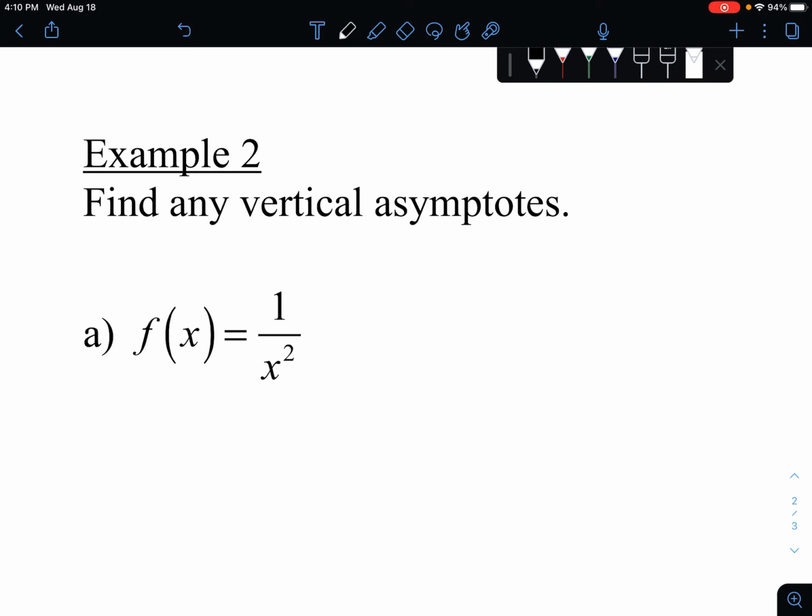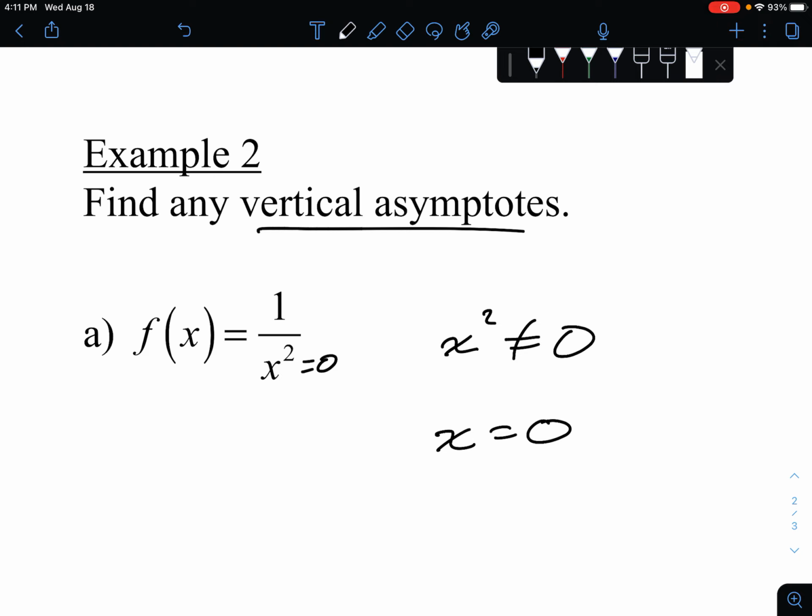All right. Last thing, finding any vertical asymptote. So just remember, there's a few restrictions on functions, like I can't divide by 0. So here, x squared equals 0 is where I would have vertical asymptotes. So x squared cannot equal 0. So I have vertical asymptotes at x equals 0. Those are not possible. Bad. Don't do it.